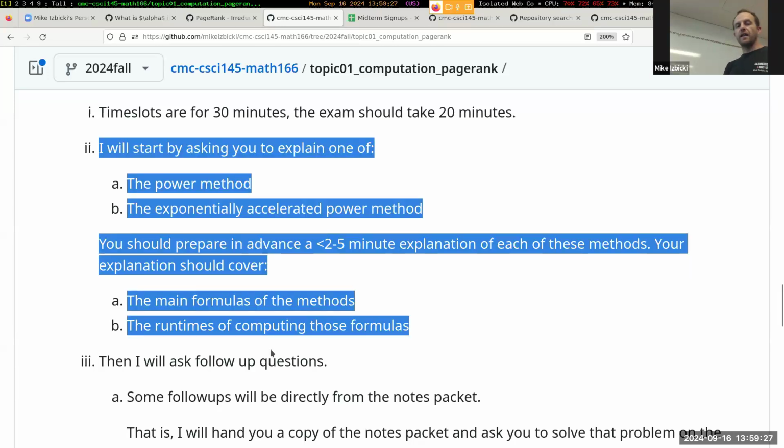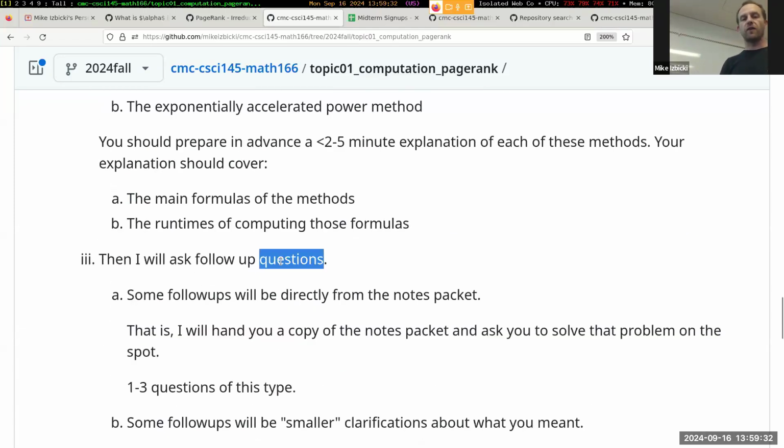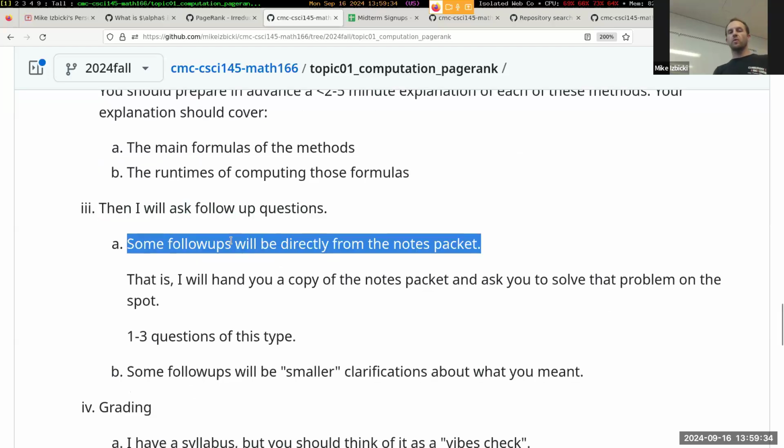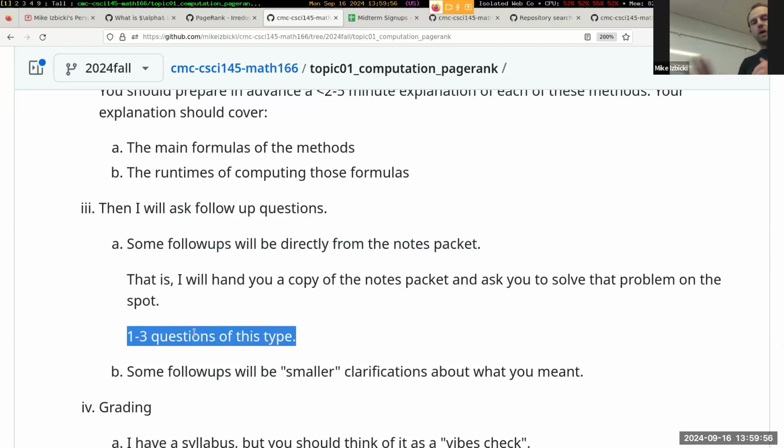Based on exactly what you say to me during that 2 to 5 minute presentation, I will ask you a series of follow-up questions. Some of those follow-ups will be directly from the notes packet. I will just open the notes packet and point to a particular question, and you will read it and explain to me the answer on the board. So the best way to study for this portion of the exam is to actually complete all those note packets, make sure that you understand how to complete all those problems, because any one of those problems is fair game for the midterm exam. There will probably be 1 to 3 questions of this type, depending on exactly how the conversation is going.